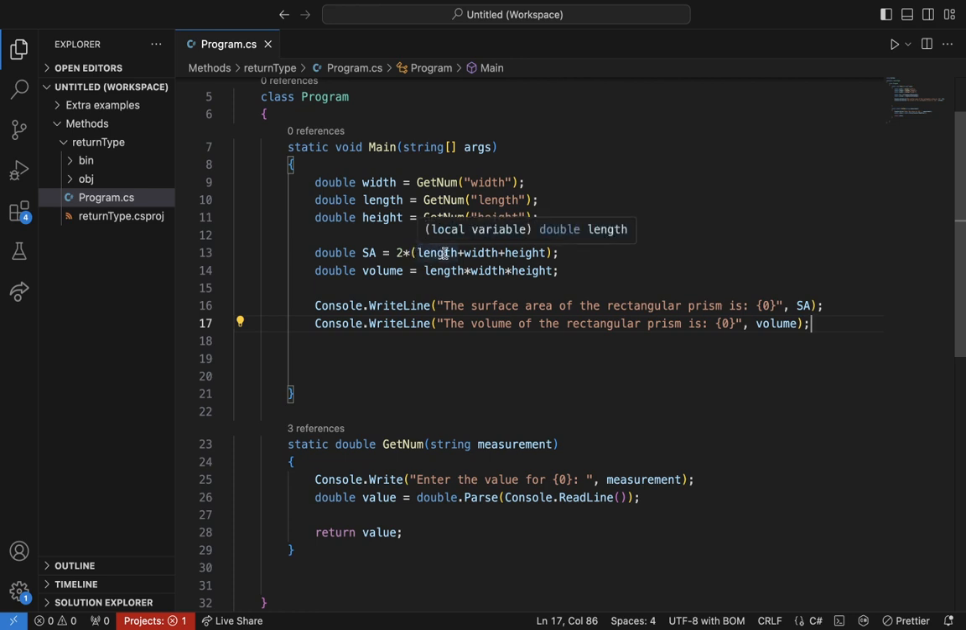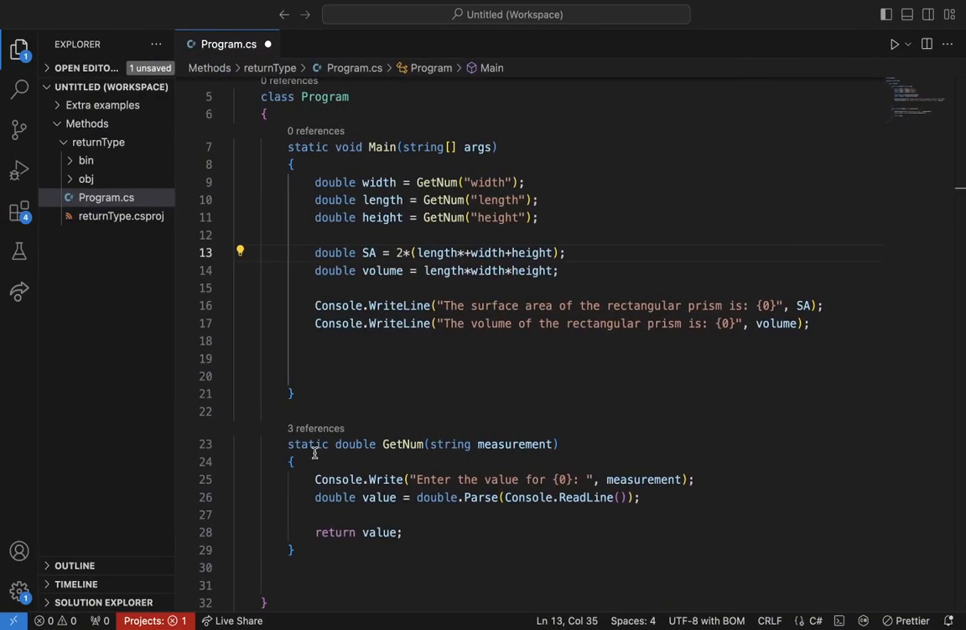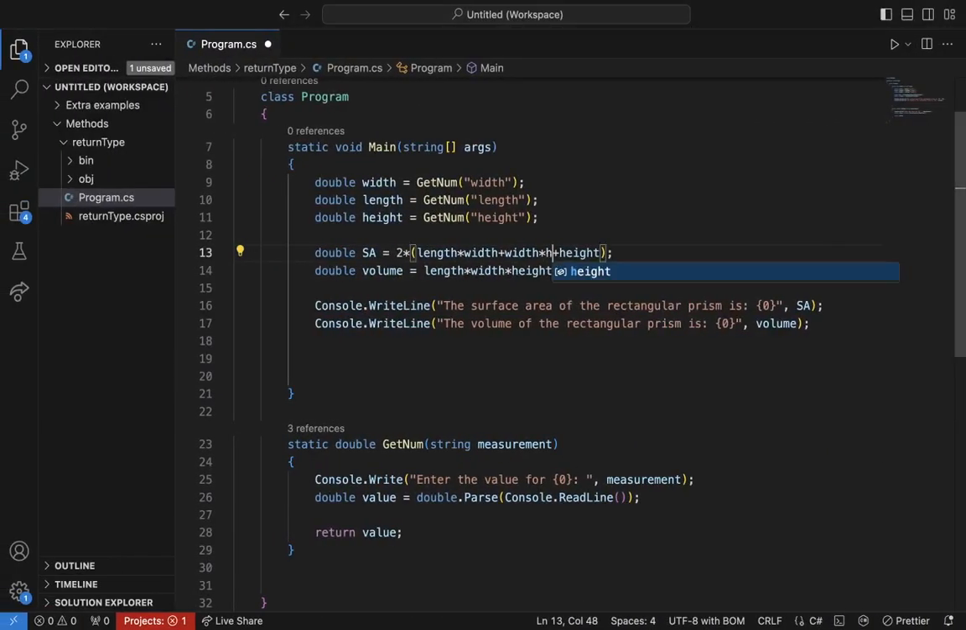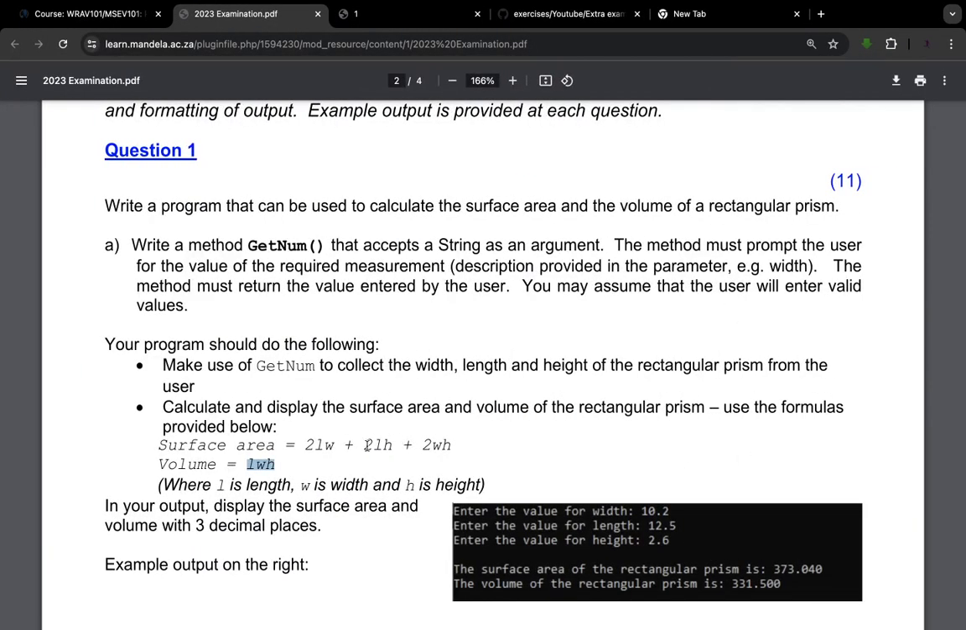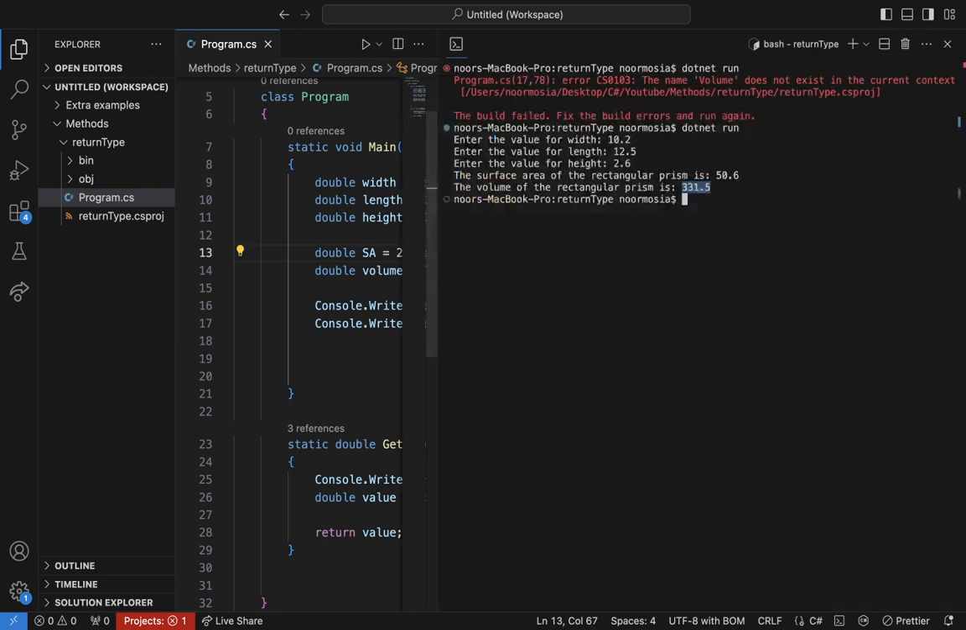It's 2 times length times width plus 2 times width times height and 2 times height times length. So that should work now.